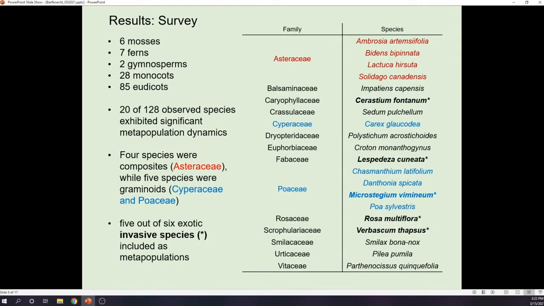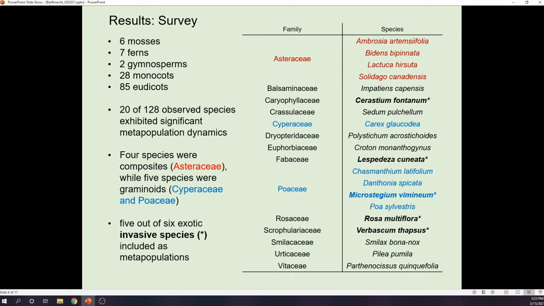So moving on a little bit to the results of the analysis, as you can see here, there was a large variety of different organisms based on evolutionary background, including 6 mosses, 7 ferns or monilophytes, 2 gymnosperms, 28 monocotyledons, and 85 eudicotyledons. And so the overall number of species that were observed to actually have metapopulation dynamics was a relatively low number compared to the total, 20 out of 128 species.